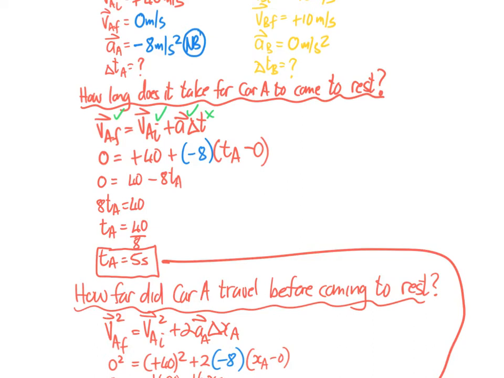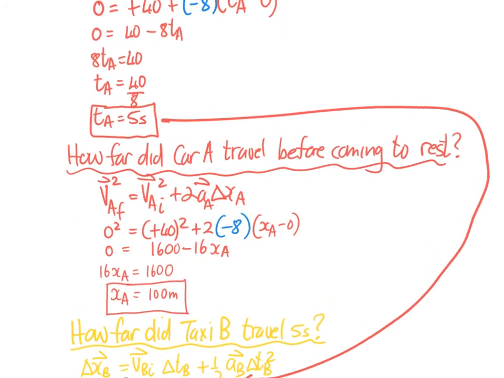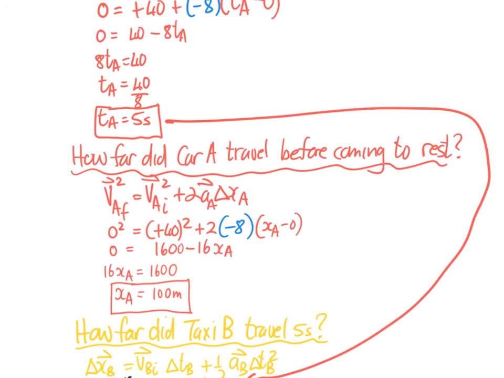So how far did car A travel in this 5 seconds? That's really important. We need to see the distance it's traveled. So using another equation, and yes, you can use several equations. There are different ways of solving this problem. I'm using this one: V final squared equals V initial squared plus 2a delta x. V final squared for the car, we're assuming is 0, that it's allowed to come to rest. Its initial velocity is plus 40, its acceleration is minus 8.